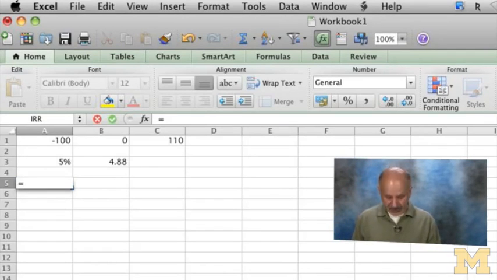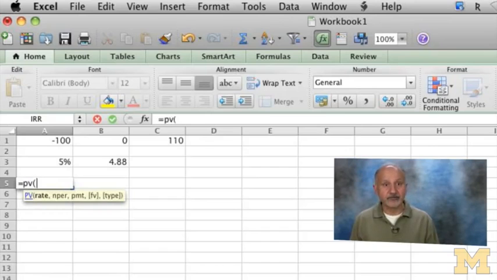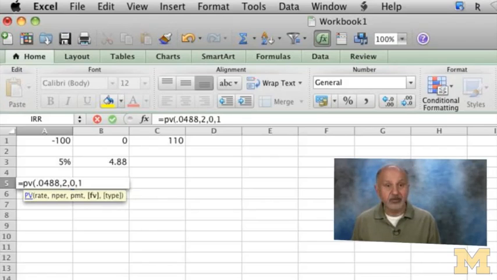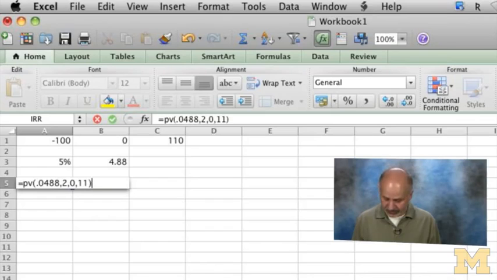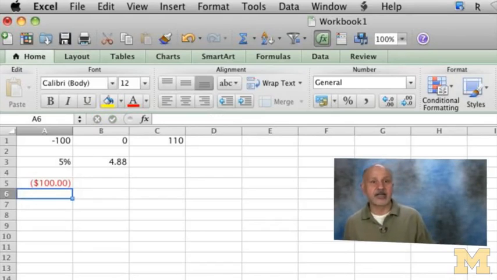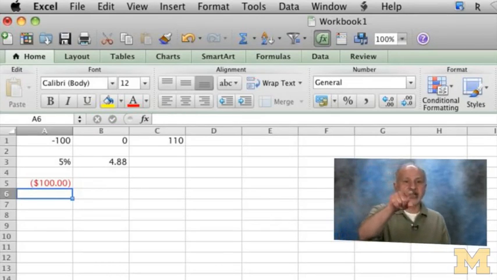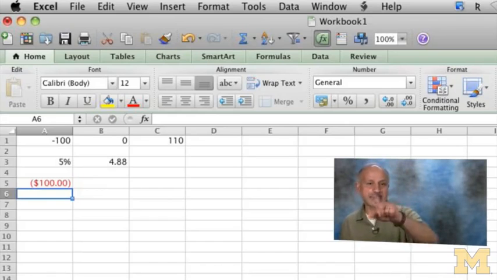So let's do that. Let's take PV of a rate of 0.0488, right? Am I okay here? Yep. Number of periods 2. PMT 0, future value 110. Future value, sorry, 110. Exactly 100. So by this I know that 4.88 is the answer and that the decimals are not showing up in the 5% the way it's set up right now.